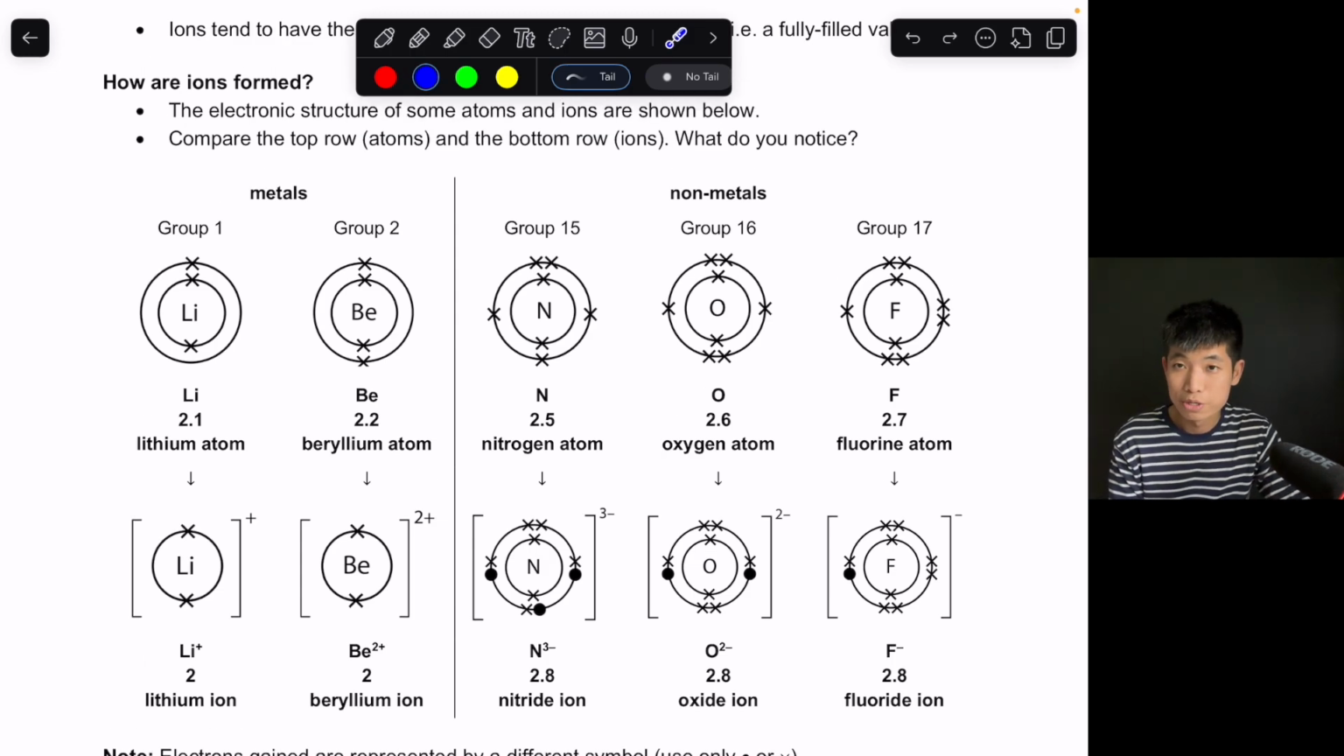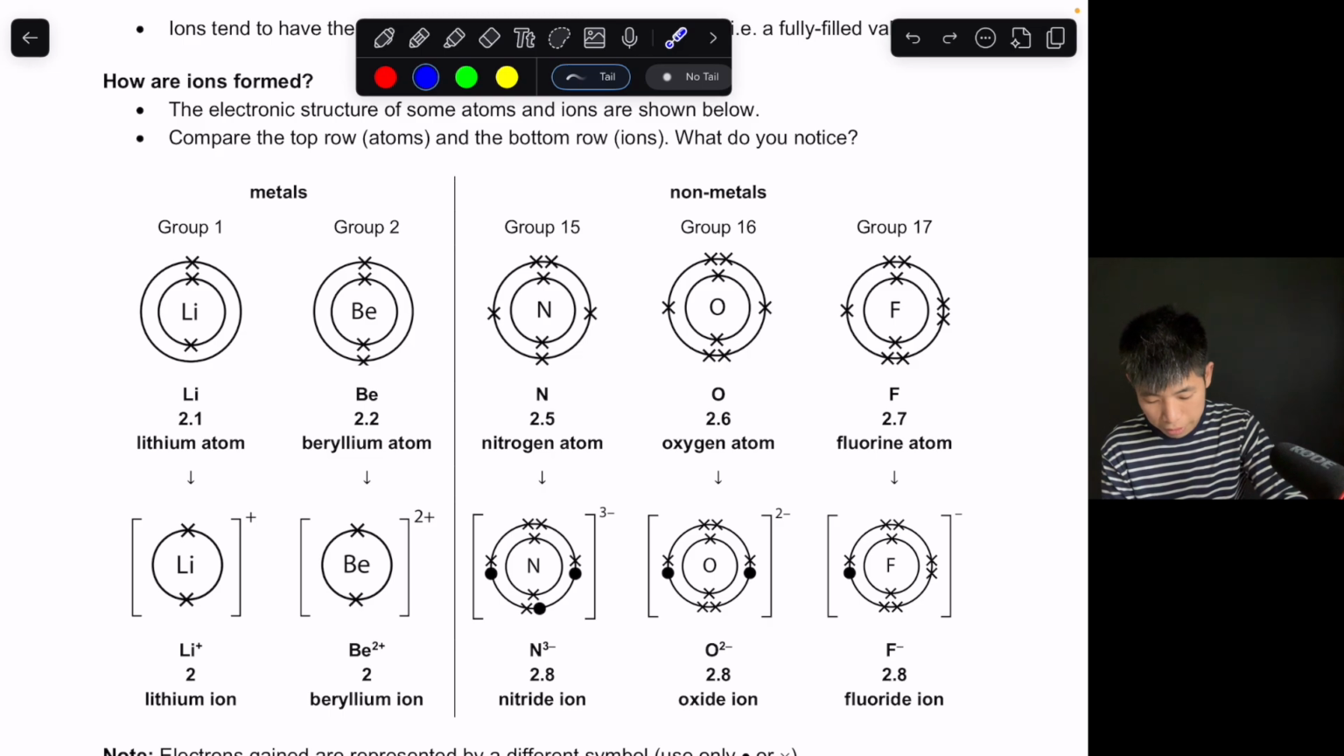The first question I want to ask you is, how do we know whether an atom will gain or lose electrons? Let's look at the examples on the left. For your metals, which have fewer valence electrons, they tend to lose because it's much easier to lose a fewer number of electrons than to gain a greater number of electrons. So for lithium, it only needs to lose 1 valence electron to form the lithium ion, and for beryllium, it loses 2. So when you lose 1 electron, you become a positive charge of 1, and when you lose 2 valence electrons, you have a positive charge of 2.